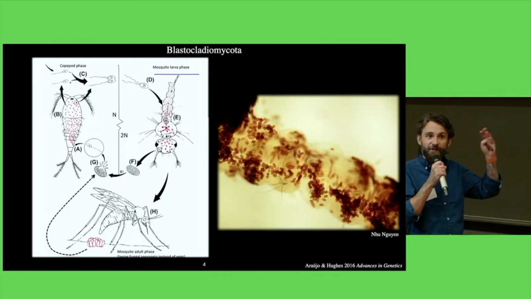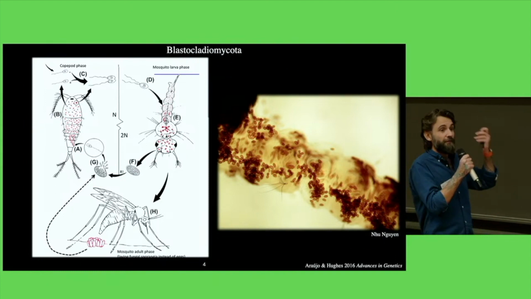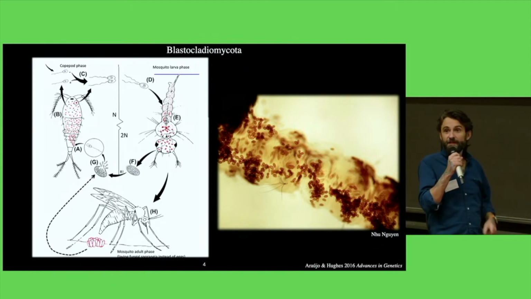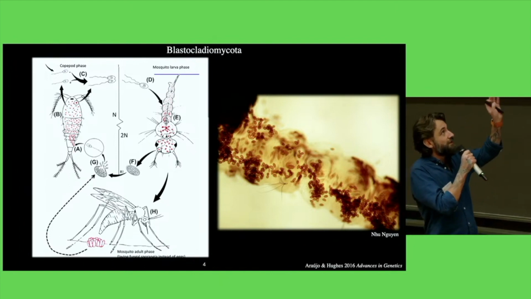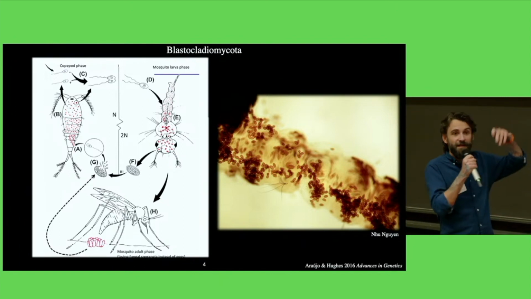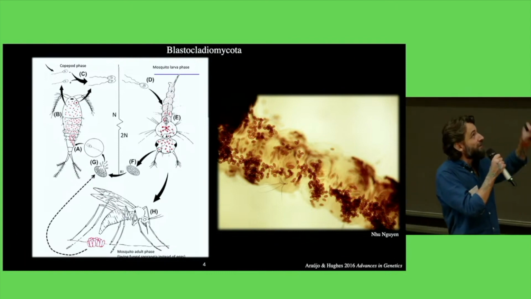Some groups are more diverse, others are less diverse. And this starts with the early fungal lineages, the aquatic or so-called chytrids. And they have these really interesting life cycles, with different hosts, and they do some amazing stuff.